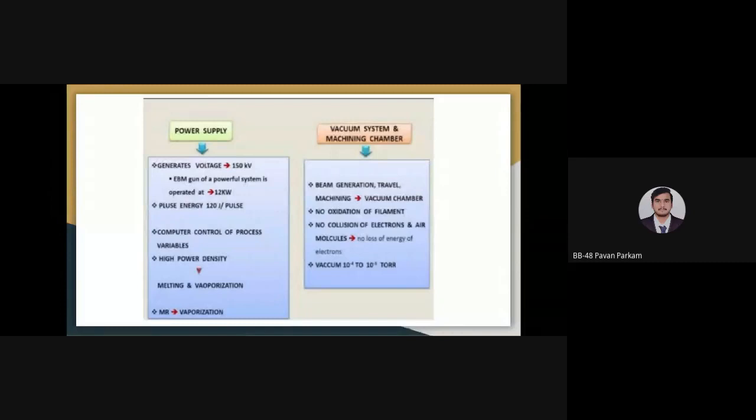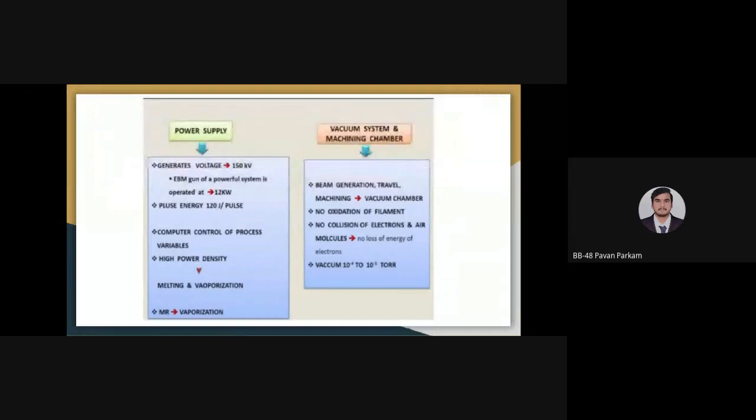The power supply is around 150 kilovolt high voltage. Because of this high voltage, the electron beam gun generates the electrons, meaning the cathode filament generates the electrons.